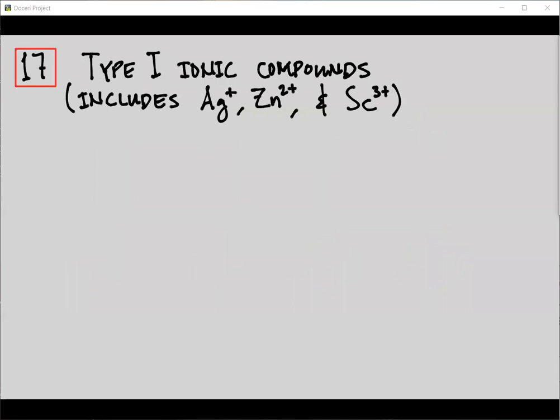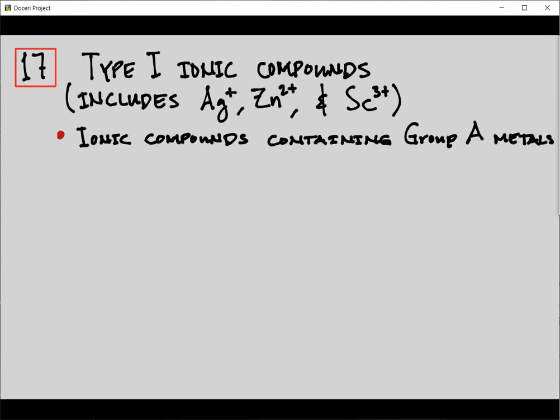All right. You also learned about naming ionic compounds, and you learned that there are two different types of ionic compounds. There's type 1 ionic and type 2 ionic compounds. So for the type 1 ionic compounds, I also included the silver, zinc, and scandium because of the fact that you can easily predict the charge on these ions. So silver will always have +1, zinc +2, and scandium +3.